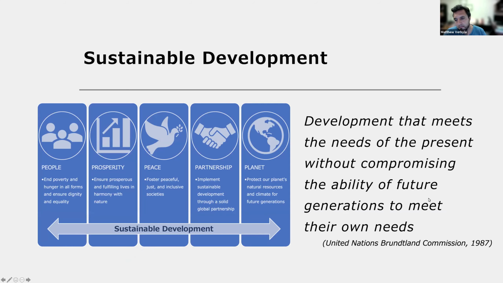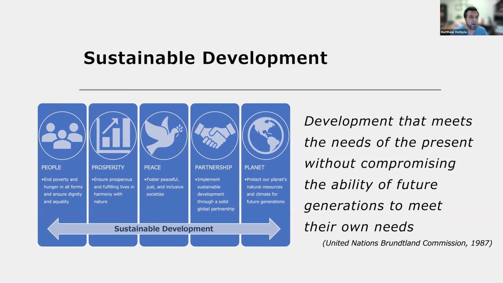Now, the United Nations Brundtland Commission in 1987 came up with a definition for sustainable development. And this is probably one of the most widely used definitions for sustainable development today. And it's often expressed in terms of the 5 Ps: people, prosperity, peace, partnership, and planet. Right, so this definition, which is very commonly adopted by engineering organizations as well as other human rights and development organizations, says that sustainable development is development that meets the needs of the present without compromising the ability of future generations to meet their own needs.